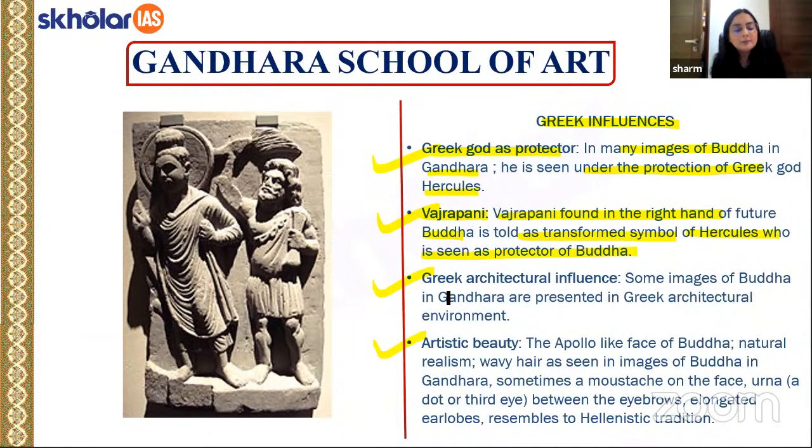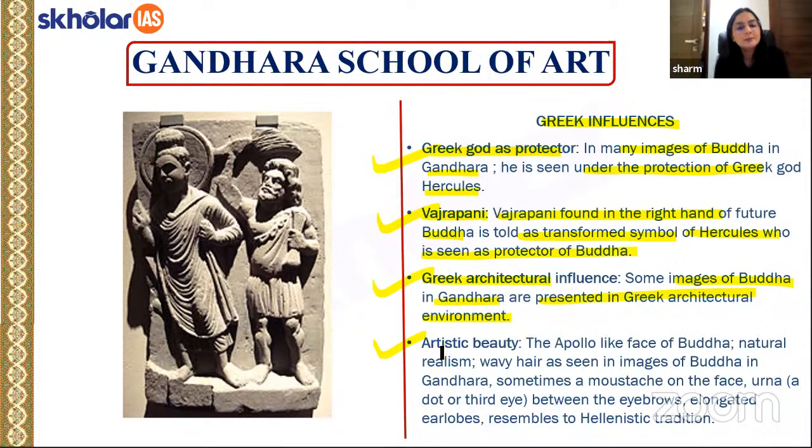Apart from that, students, it will be important to note that there is also an influence of Greek architecture with respect to the background of Gandhara School of Art, wherein some images of Buddha in Gandhara are presented in Greek architectural environment. यानी कि अगर आप देखेंगे कोई बड़ा स्कल्पचर है और उसके पीछे कोई सर्टन बिल्डिंग्स दिखाई जा रही हैं, तो उन बिल्डिंग्स का जो आर्किटेक्चर है वो बहुत ज्यादा ग्रीक आर्किटेक्चर के बेसिस पे मॉडल्ड है, and that is why this point again tells us that there was so much Greek influence on the Gandhara School of Art.